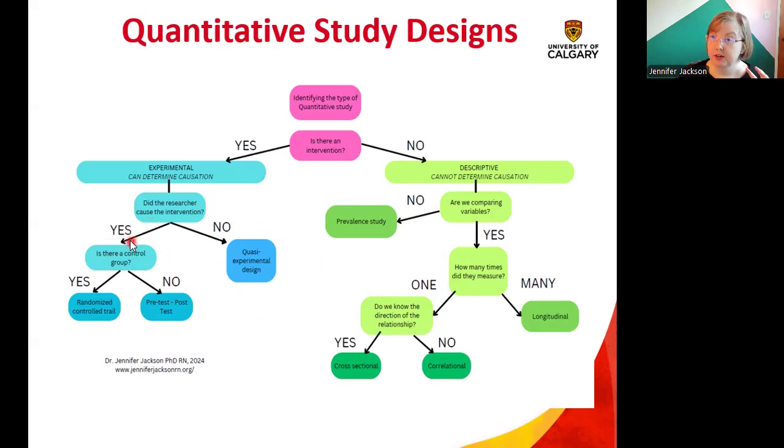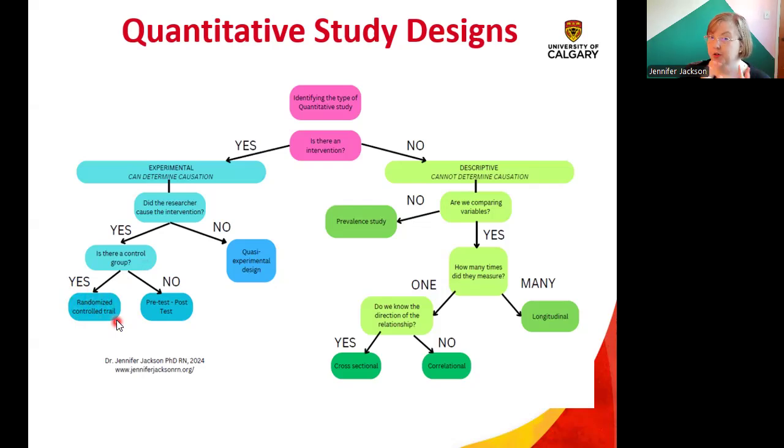If we say, okay, the researcher caused the intervention, maybe we are trying a new medication, maybe we are offering an educational in-service, maybe we're doing something along those lines. We say, is there a control group? So do we have one group of people who got the medication and one group who did not? Or do we just have one group? If we have a control group, we're looking at a randomized control trial. So we have one group that didn't and one group that did, and we compare their outcomes.